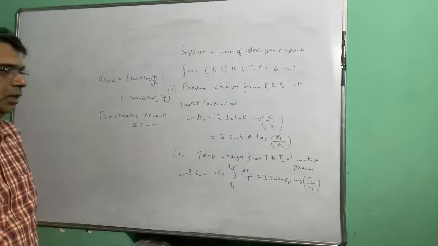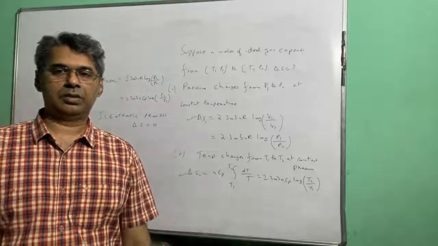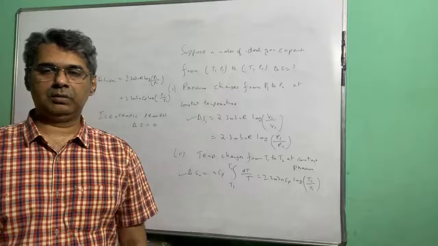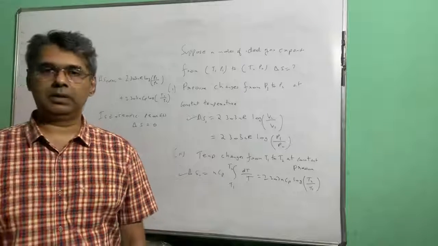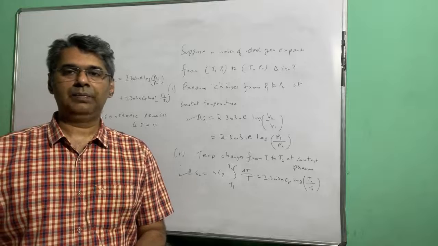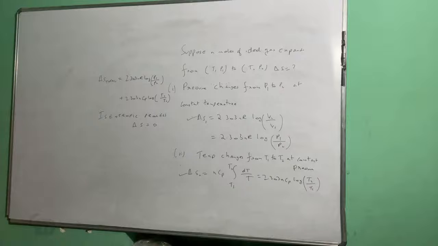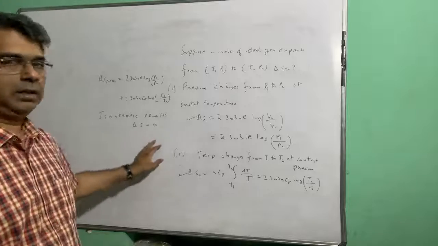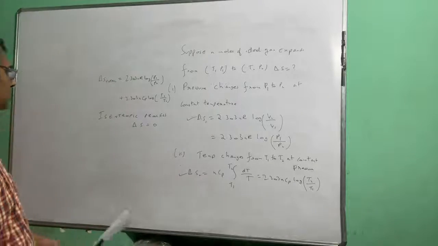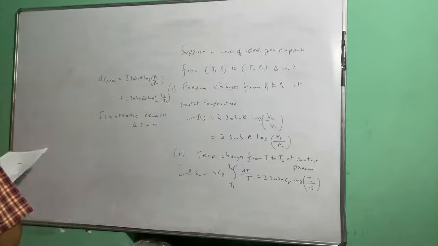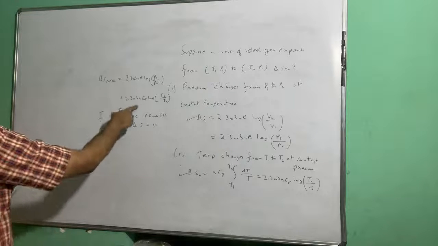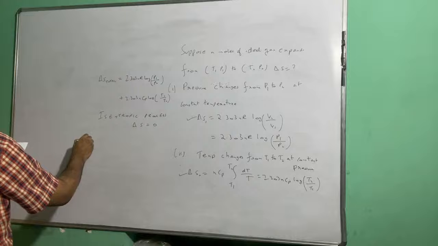Now, just like isobaric means constant pressure, isochoric means constant volume, and isothermal means constant temperature, similarly you have something called isentropic. So isentropic means entropy is constant. Entropy is constant means the change in entropy will be zero. So this entire thing you have to equate to zero.